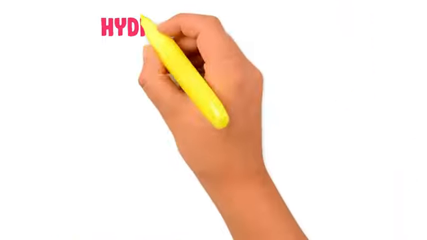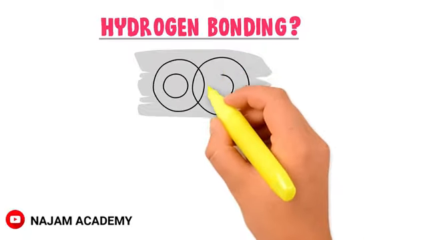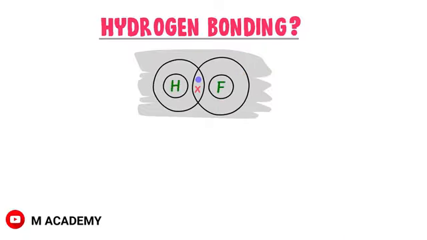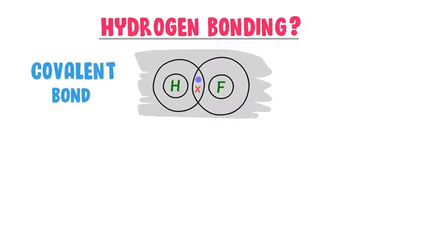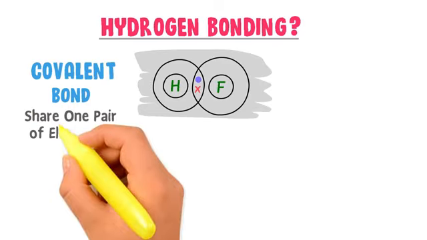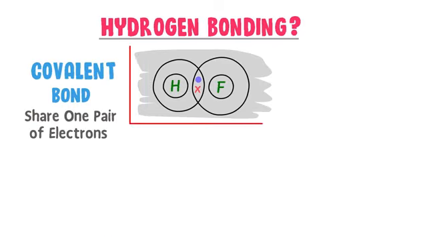Now, what is hydrogen bonding? Well, consider a single molecule of hydrogen fluoride. We know that hydrogen and fluorine atoms are chemically combined due to covalent bond. Hydrogen and fluorine atoms mutually share one pair of electrons and form a single molecule of hydrogen fluoride.